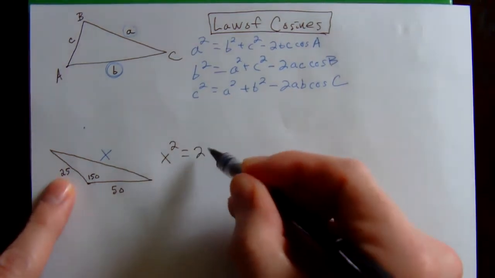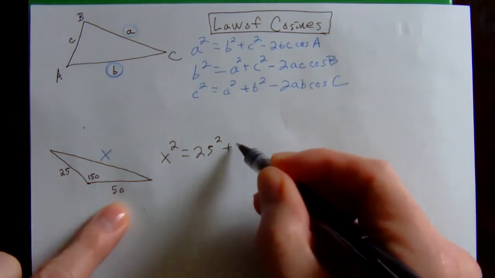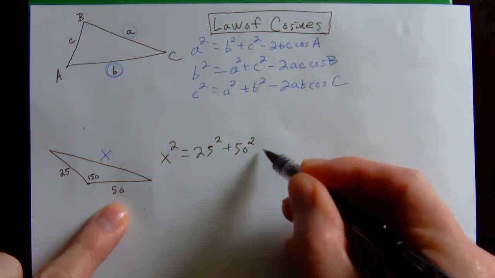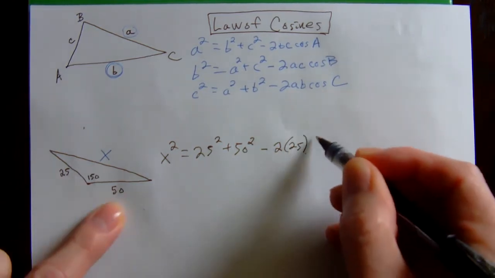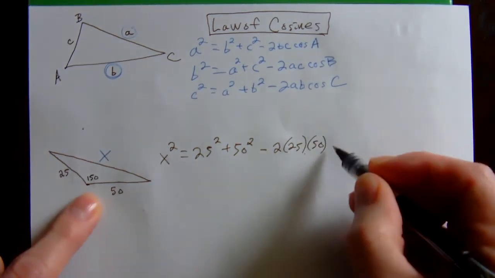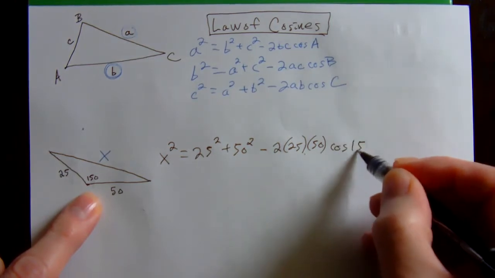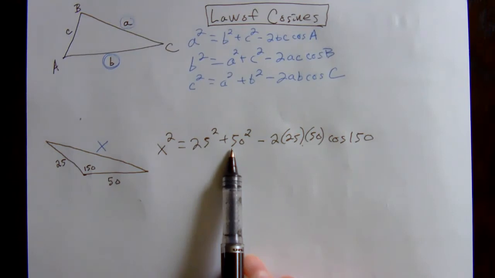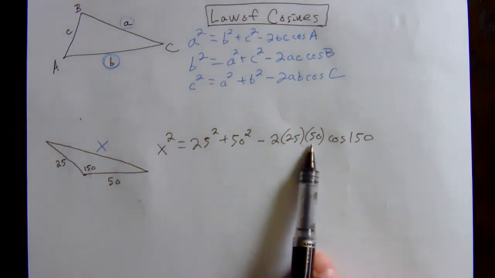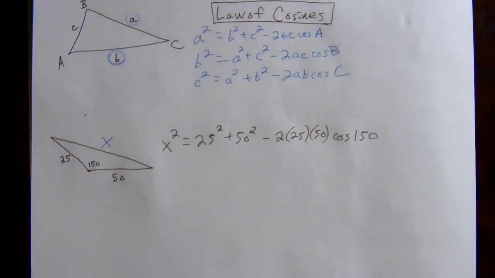I'm going to do this side squared plus this side squared. That order doesn't matter. And I'll go minus 2 times the 25 times the 50 times the cosine of that opposite angle right there. That's how you're going to set that up. And if you go 50 squared plus 25 squared, you're still fine. If you go 2 times 50 times 25, you're still fine.